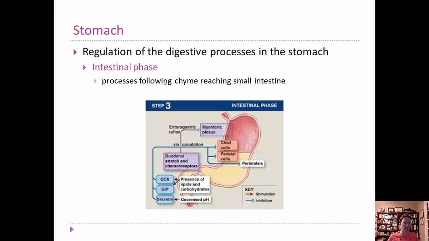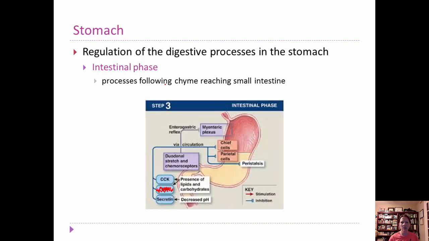So what we have is some more hormones that are going to come into play. One of these you're not going to worry about, and that's this GIP. You can just mark that off like I did. But what happens here is that as the hydrochloric acid is being secreted, and as it's mixing with the chyme, the pH is going to start to decrease, right? Because it's hydrochloric acid. What that does is stimulate the release of secretin.